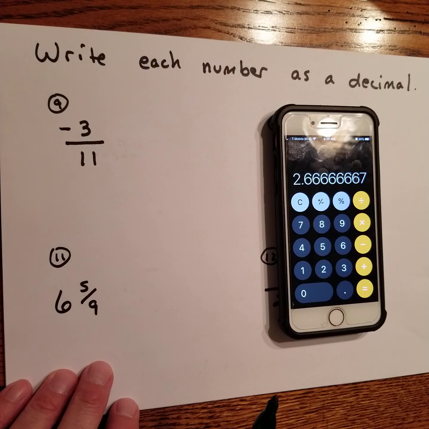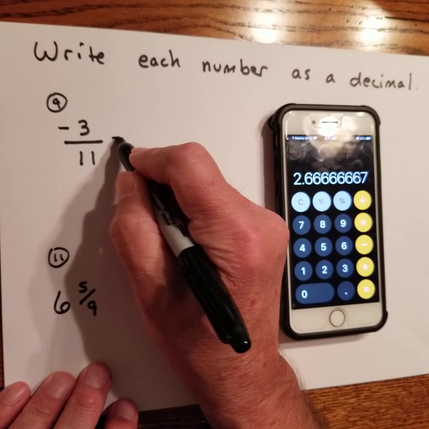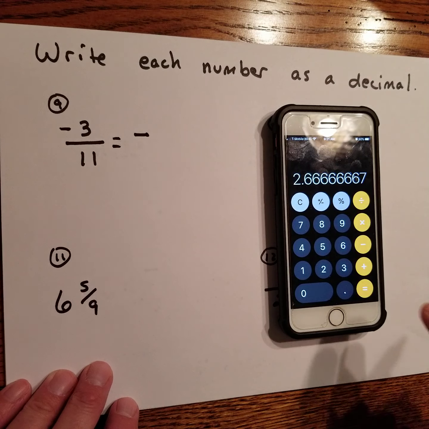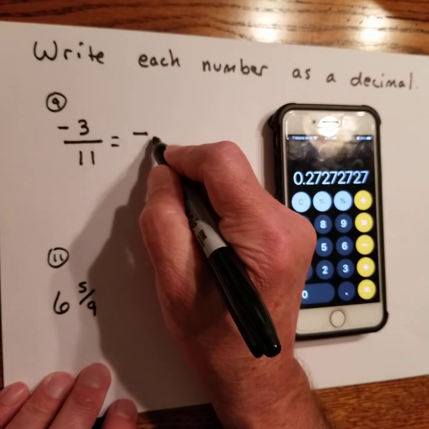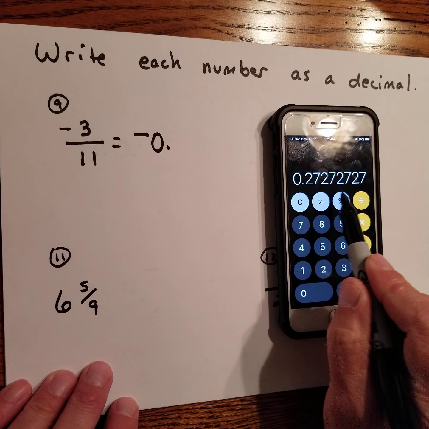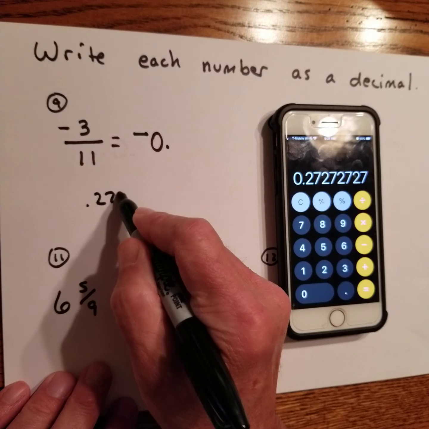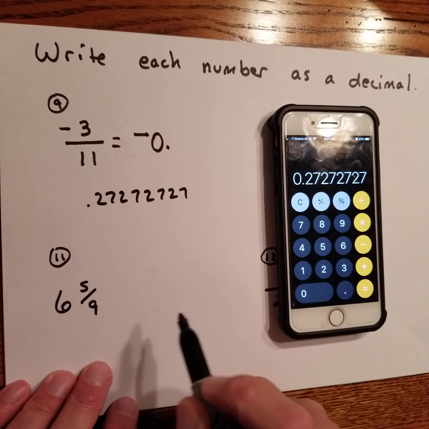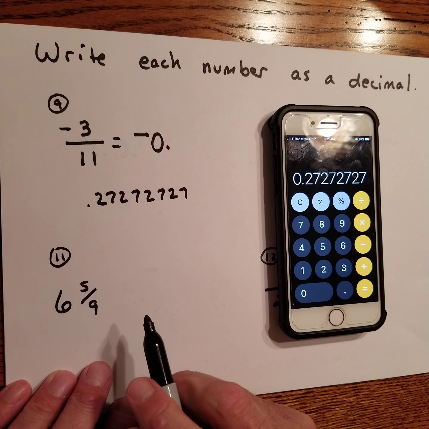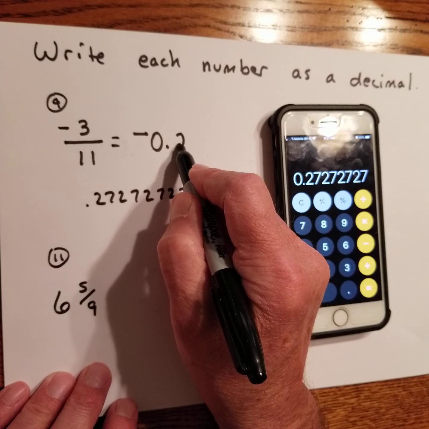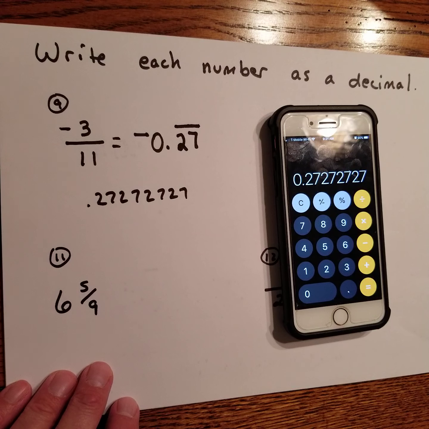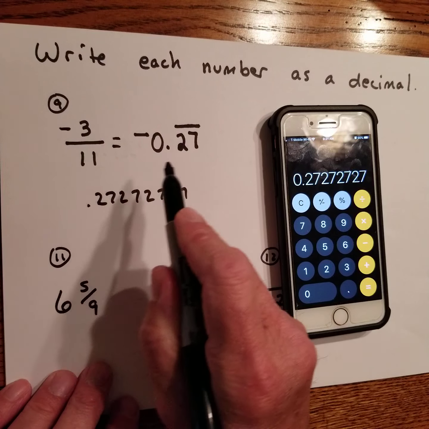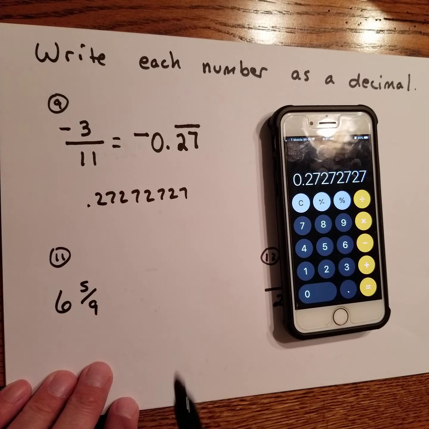Will number 9 terminate or repeat? Let's check. It's negative. And then 3 divided by 11 is 0.27272727. That's a lot of repeating. The 2 and the 7 both keep repeating. So we'll write that this way. It's 0.27 with a bar over both the 2 and the 7 to show that they both repeat. On your homework, write the problem down, put the answer next to it. No need to write this part.